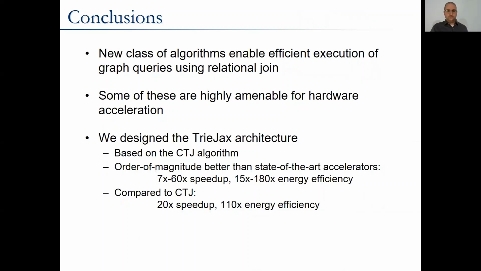As for conclusions, we've seen that a new class of algorithms enable efficient execution of graph queries using relational joins. Some of these are highly amenable for hardware acceleration, specifically CTJ. And here we designed the TrieJax architecture based on the CTJ algorithm, which is an order of magnitude better than state-of-the-art accelerators, specifically 7 to 60 times speedup and 15 to 110 times energy efficiency on average. And compared to CTJ, it's 20 times faster and 110 times more energy efficient.